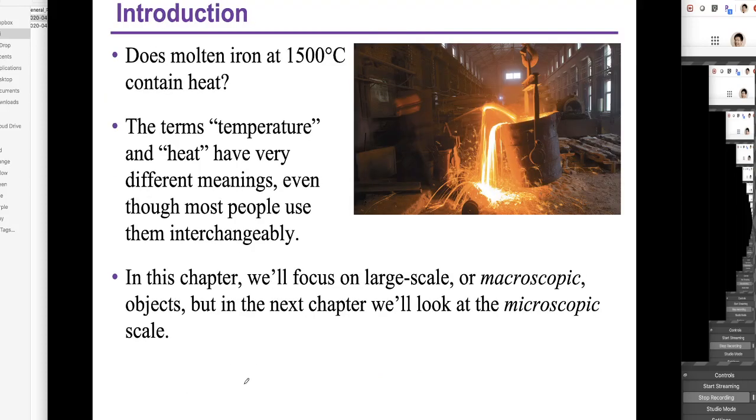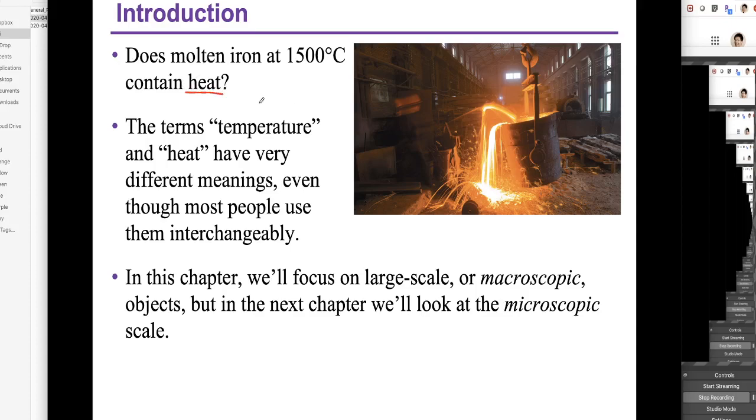Okay, so here is a short introduction for heat. Iron melts at 1500 degrees, and we see the picture. This is molten iron. So does this high temperature molten iron contain heat? Okay, let's not answer this question now. After the chapter, you will get a clearer idea of the definition of heat.